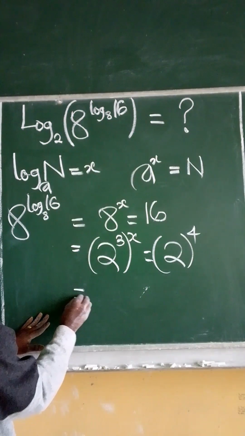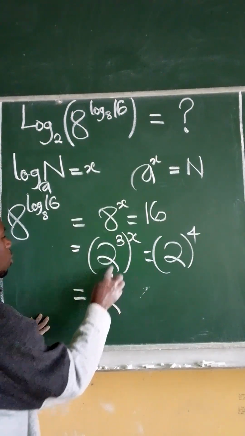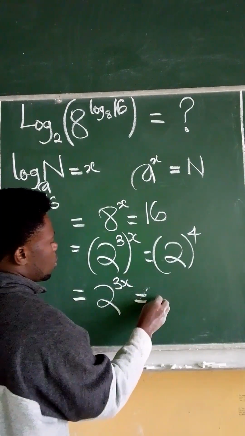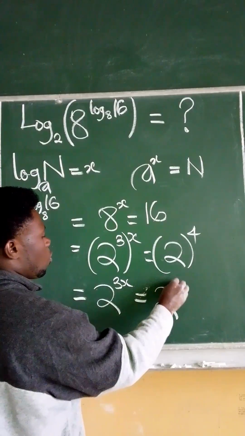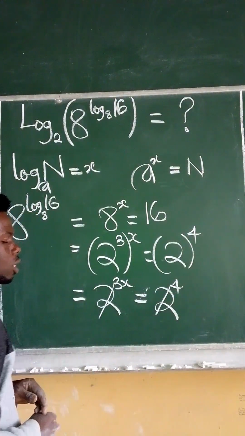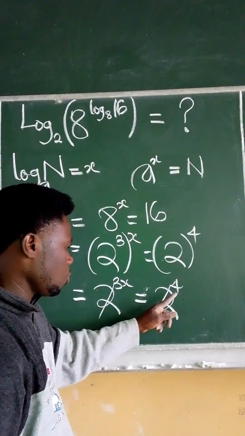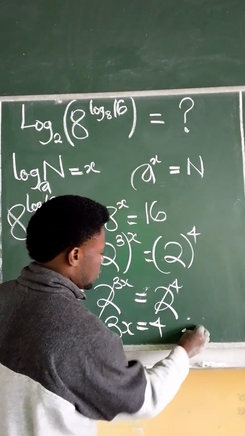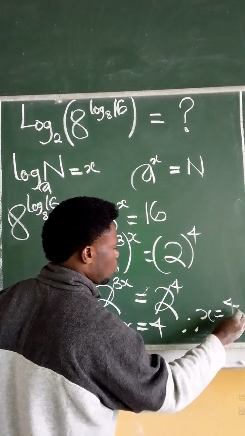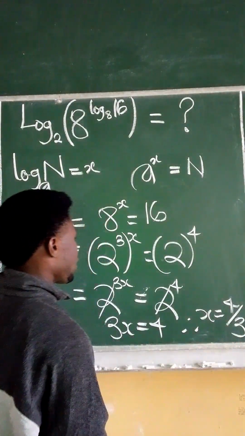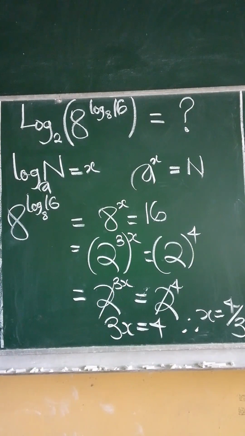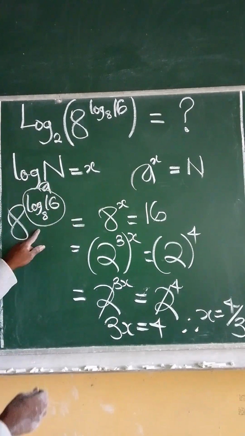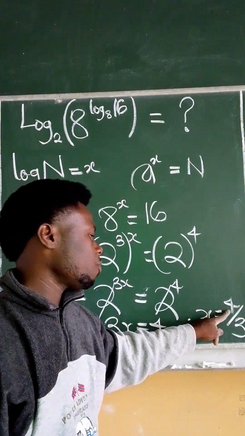Over here, we have 2 raised power of 3 times x gives 3x. This is equal to 2 raised power of 4. The base will cancel the base, and we are going to be left with 3x is equal to 4. So if 3x is equal to 4, that is to say x is equal to 4 over 3. So remember, log 16 in base 8 is equal to 4 over 3.